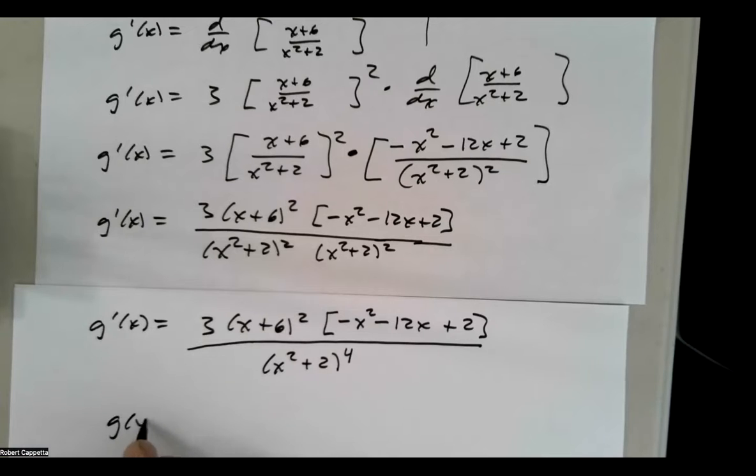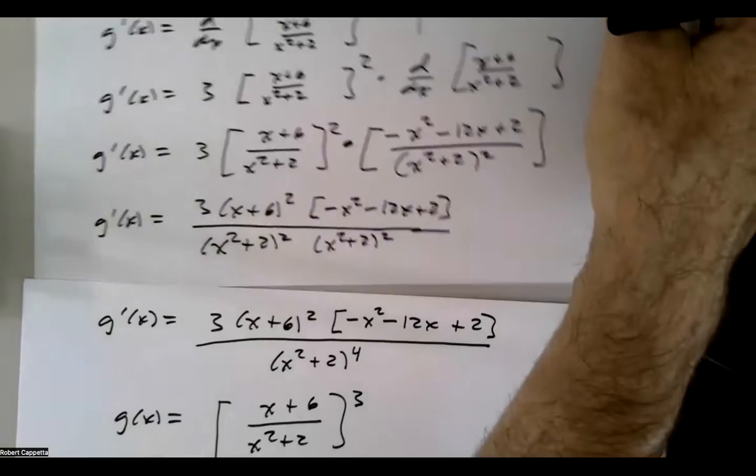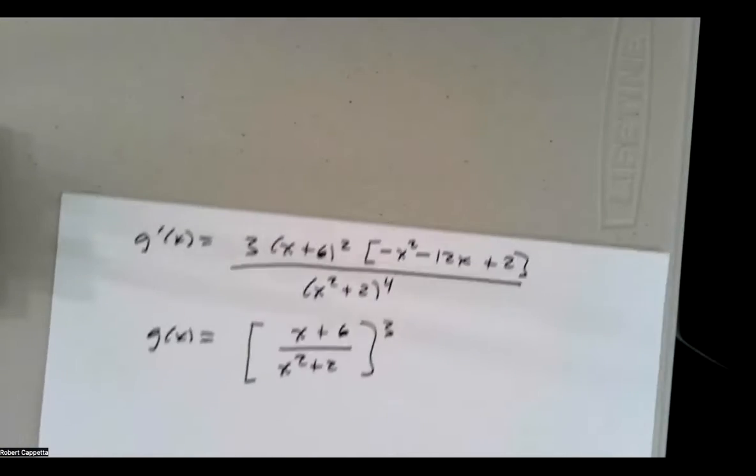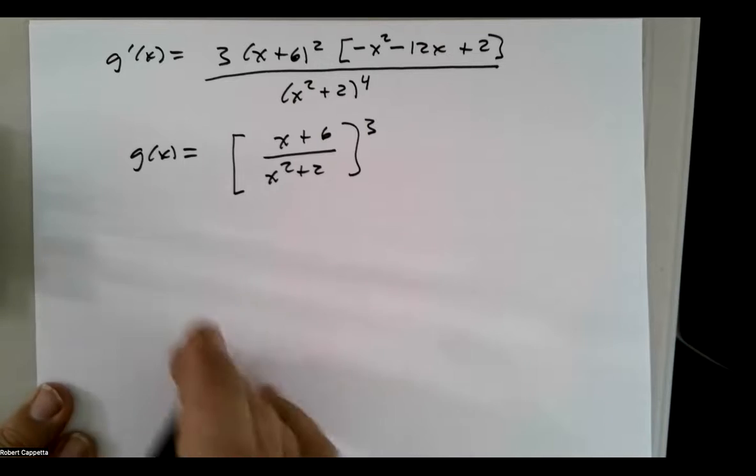My original question way back when was this: x plus 6 over x squared plus 2 to the 3rd power. I would like to check this on Desmos. What are we going to remember?